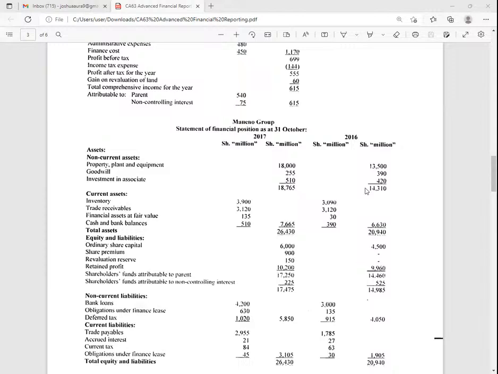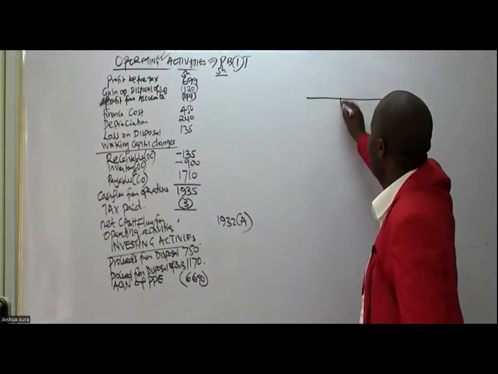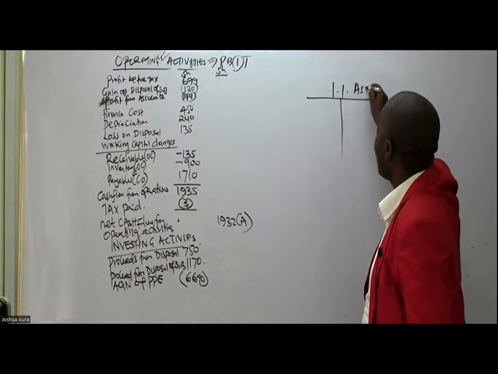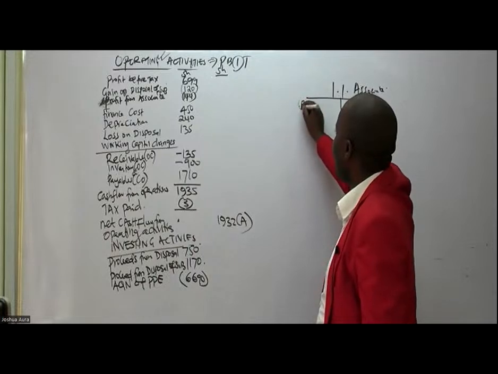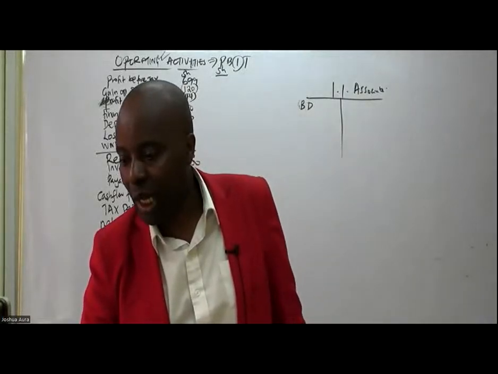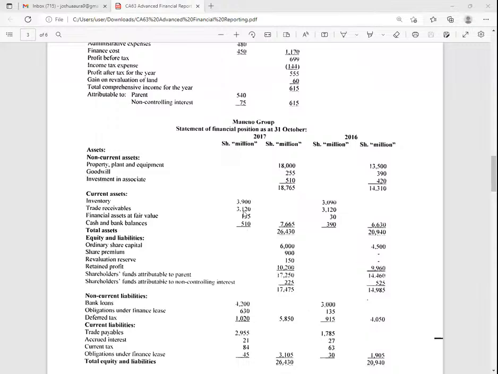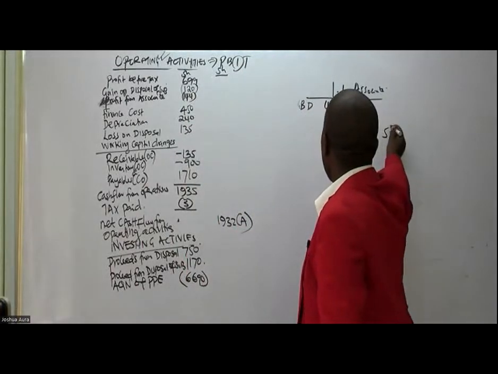For this associate, ladies and gentlemen, investment in associate, we have the balance brought down. Are you able to see the balance brought down for this associate? It is 420, and carried down is 510, if I'm not wrong.